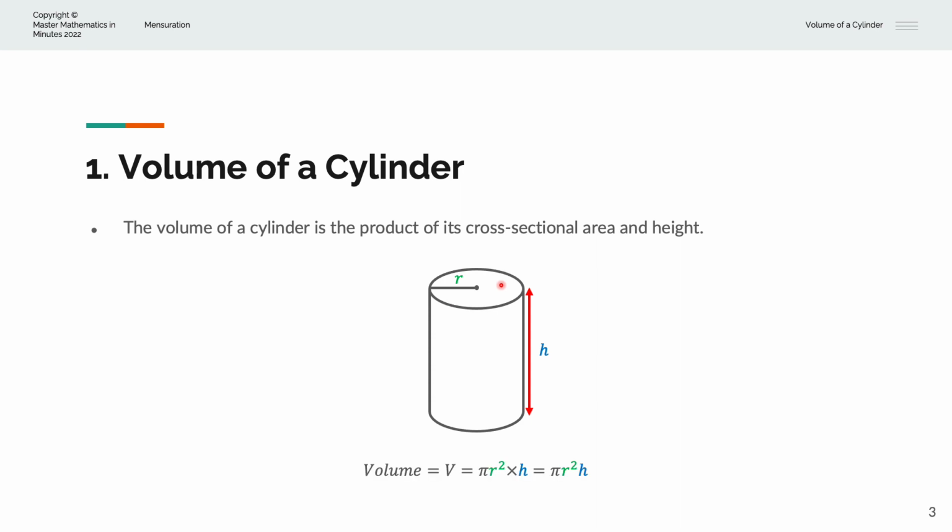So the volume is given by V equals pi r squared, which is the area of the circle, multiplied by h, which is the height. And that simplifies to pi r squared h.